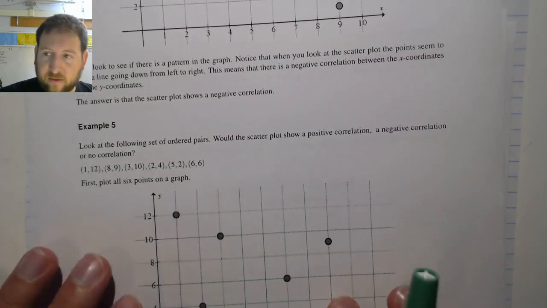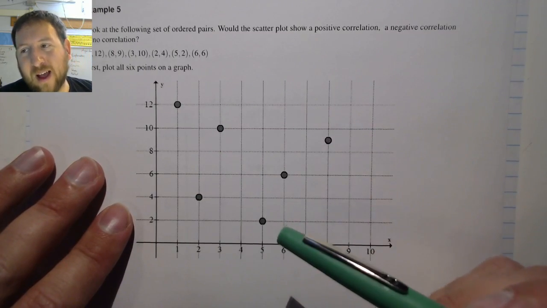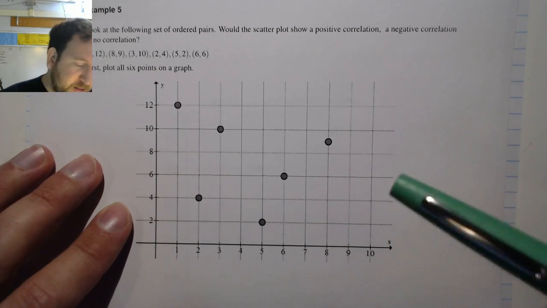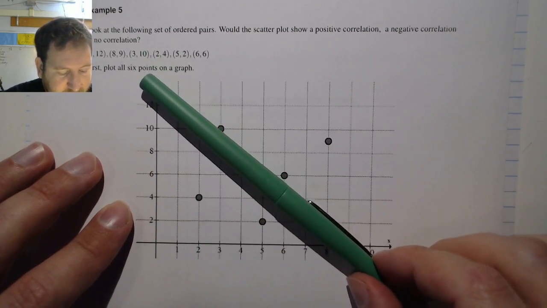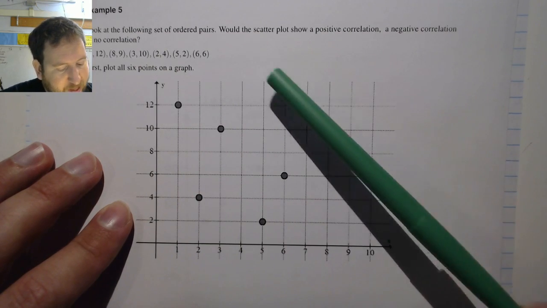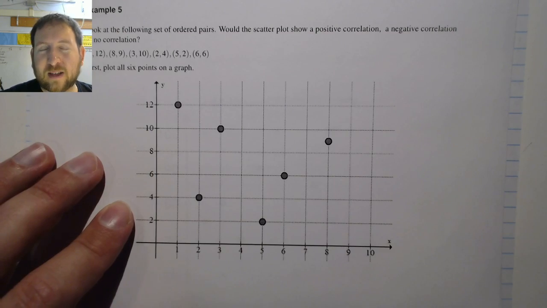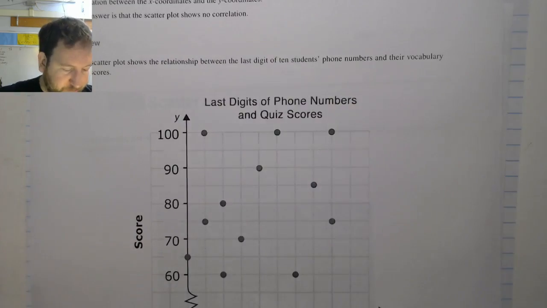Again, look at this graph. You graph some ordered pairs, and if I was going to say if this was positive, negative, or no relationship, this definitely looks like a no relationship. I could certainly draw a line like this, but these points are way out, and I'm not sure I would really say this is a positive or a negative one. This definitely looks like no correlation.